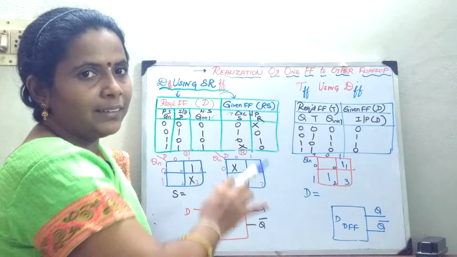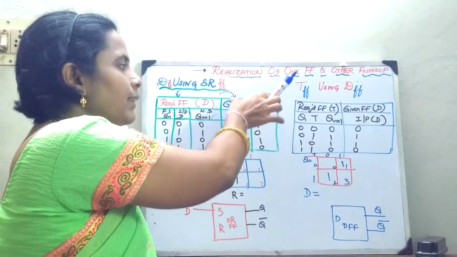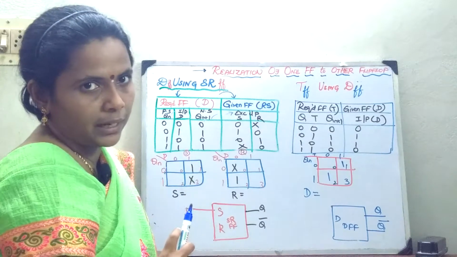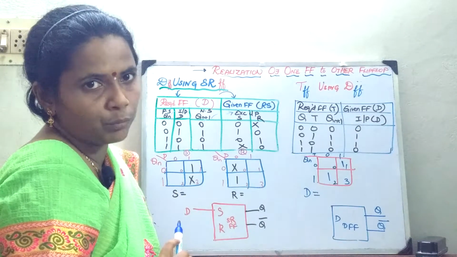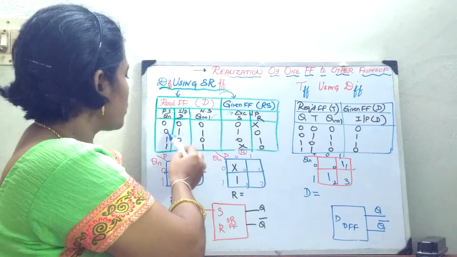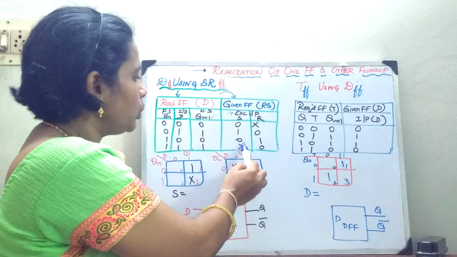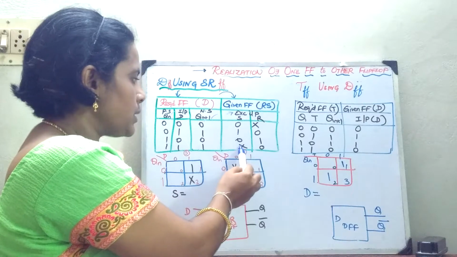So, write the characteristic table of the required flip-flop on the left hand side and the excitation table of the given flip-flop on the right hand side. Once this is done, plot the K-map and draw the logic diagram. That's all. Here, for the inputs 0 0, 0 1, 1 0, 1 1, numbered 0, 1, 2, 3, what is the equation? It is summation m(1) plus d(3).